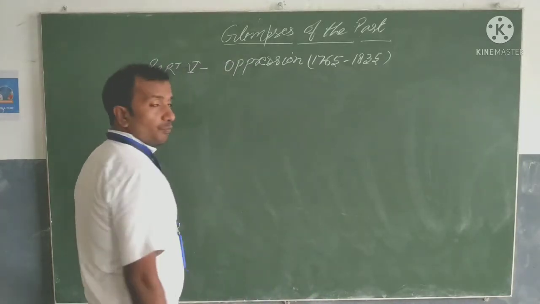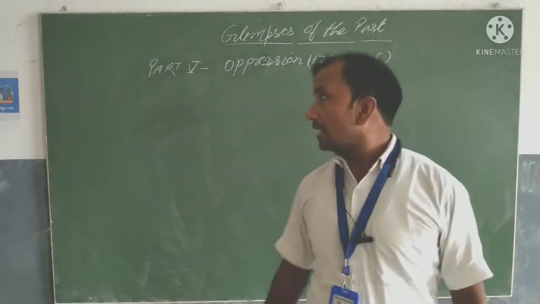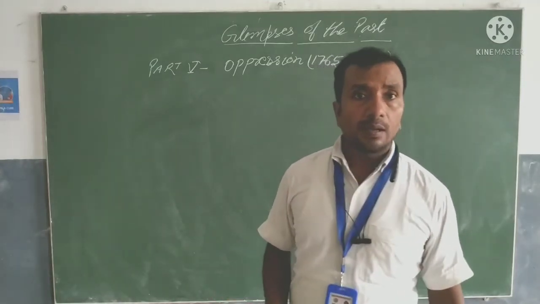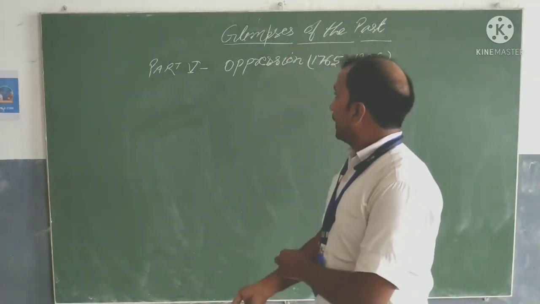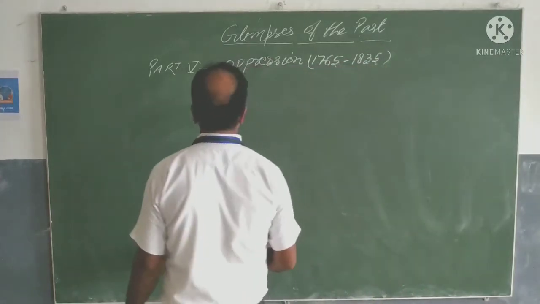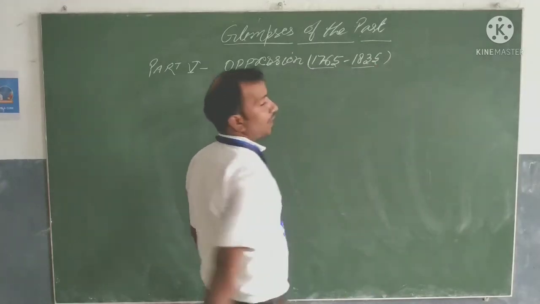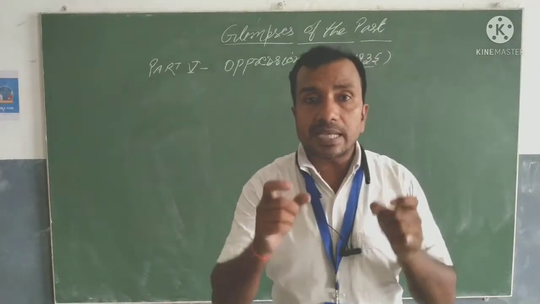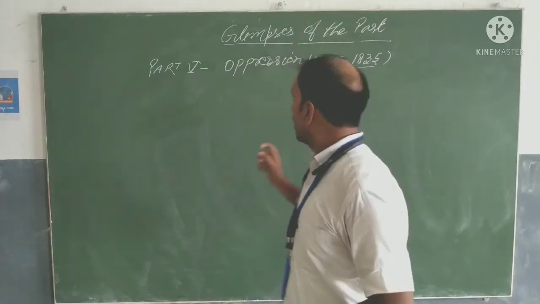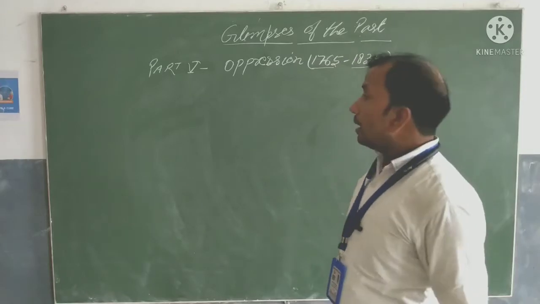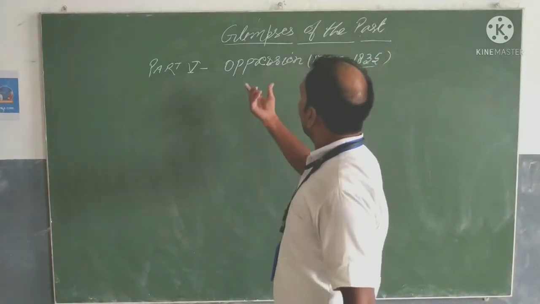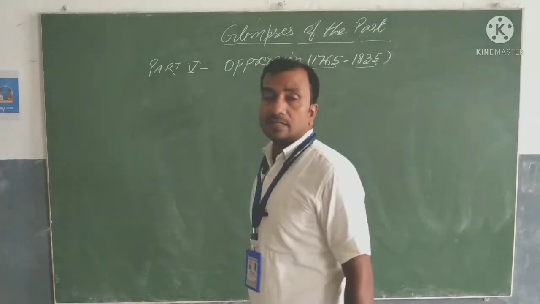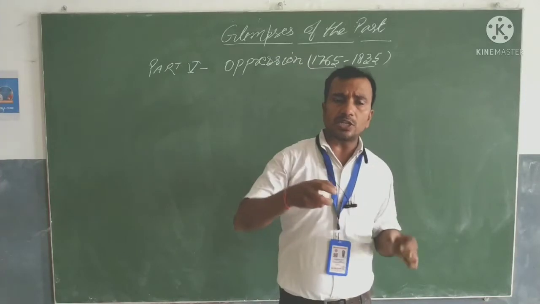So in parts 1 to 4, I have explained the many circumstances which India had to suffer during the British rule, but now I am going to explain what happened during 1765 to 1835. This was the period known as the very miserable period of India, because during this period India had to suffer great oppression by the British. During this period, the British tried to impose their rules and regulations on the Indians.